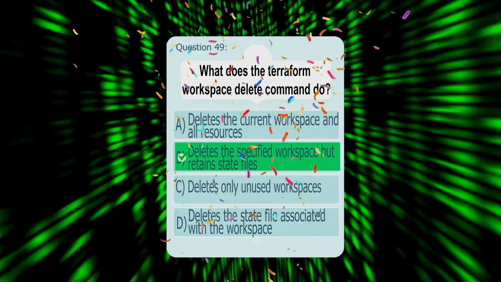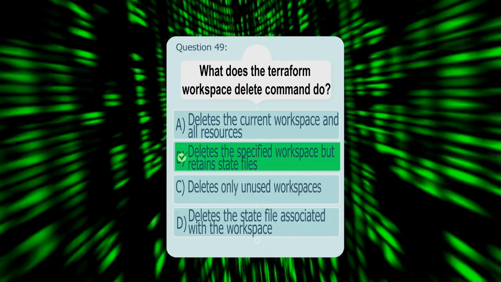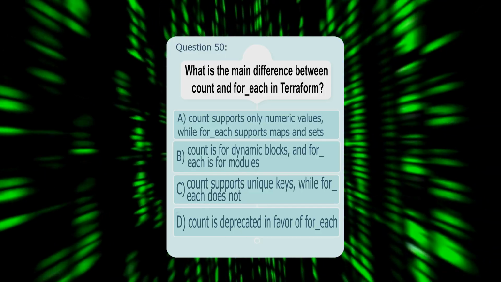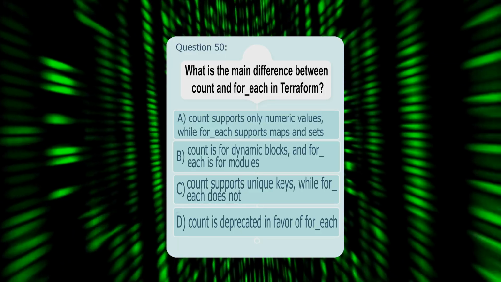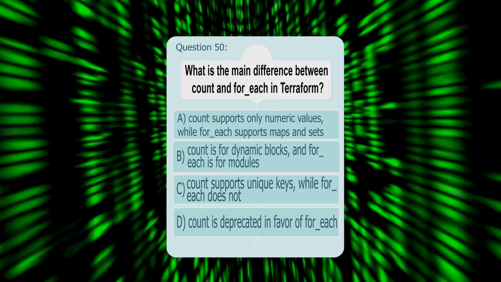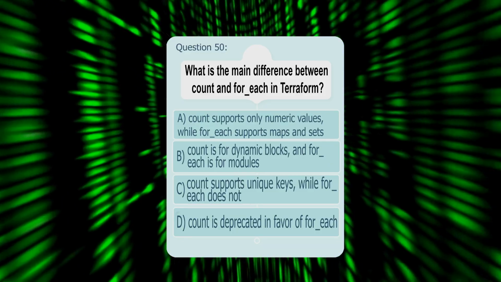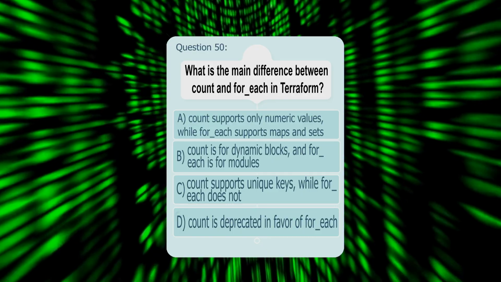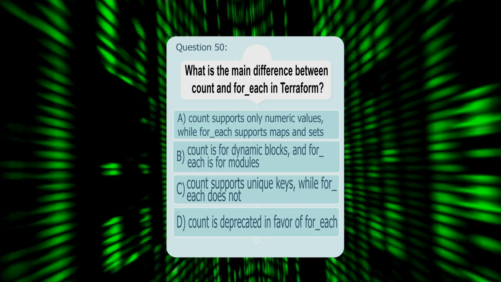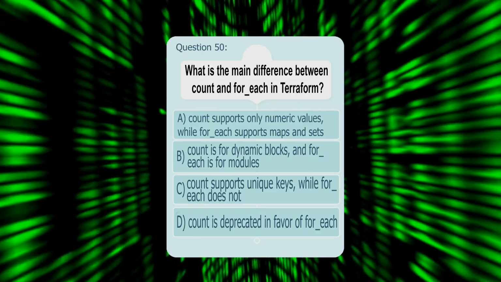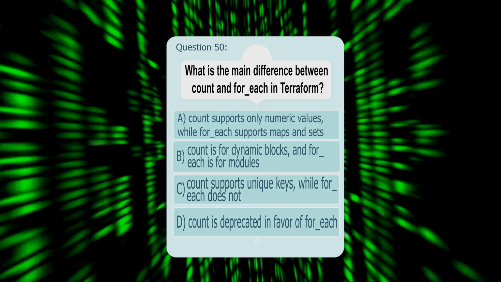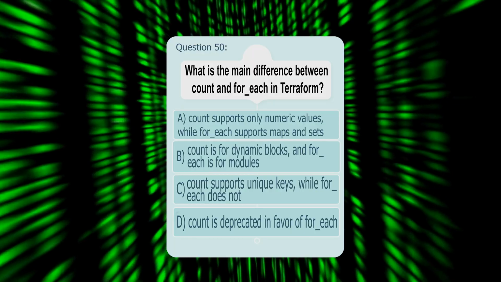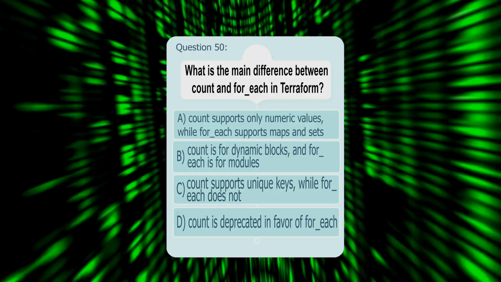Answer. B. Deletes the specified workspace but retains state files. Question 50. What is the main difference between count and for_each in Terraform? A. Count supports only numeric values, while for_each supports maps and sets. B. Count is for dynamic blocks, and for_each is for modules. C. Count supports unique keys, while for_each does not. D. Count is deprecated in favor of for_each.